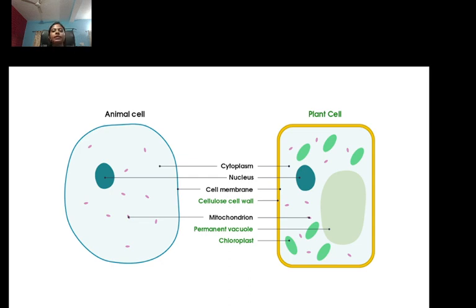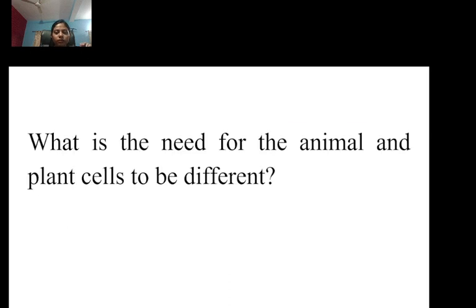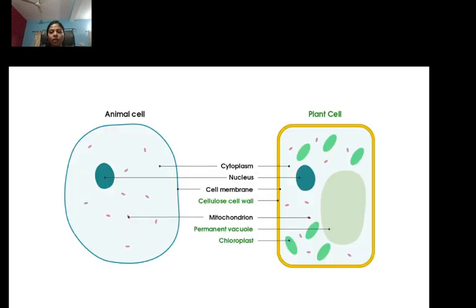Yes, that animal cell's outermost membrane is cell membrane, and the plant cell's outermost membrane is the cell wall, cellulose cell wall, right? Yes. So, student, cell membrane gives shape to the cell. Okay. What's the requirement of cell membrane? Basically, cell membrane gives shape to the cell.